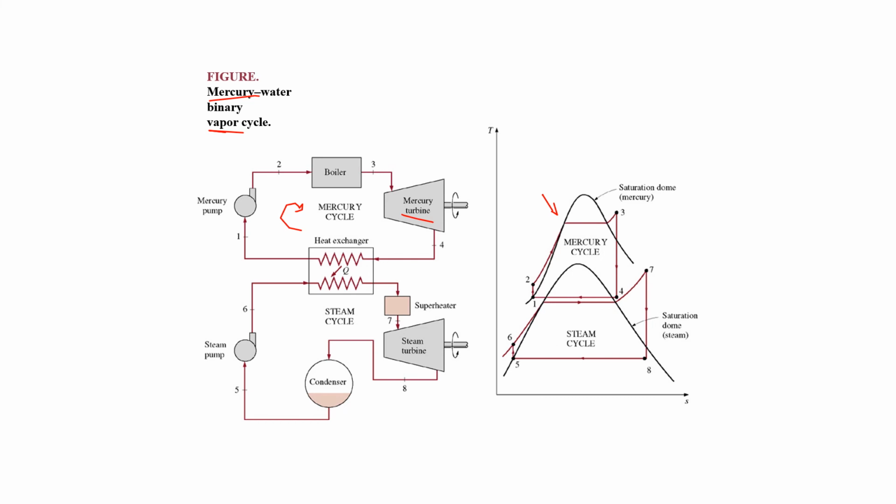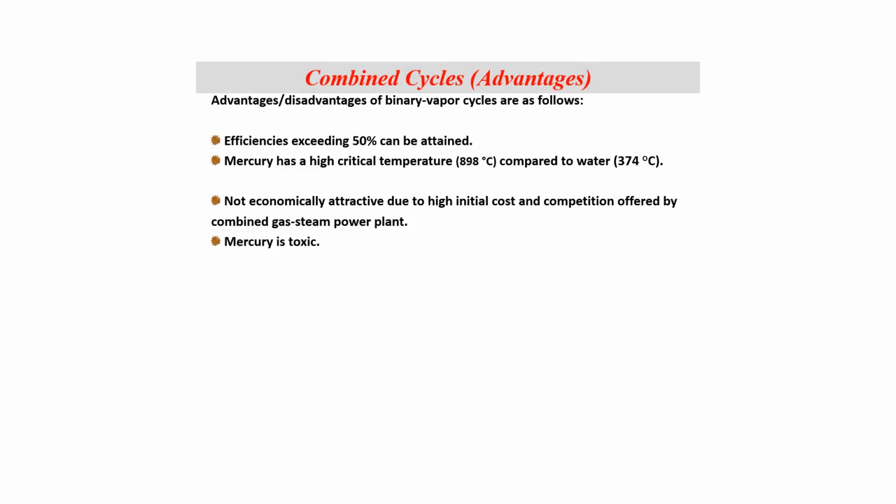And since we can get the mercury condensation to be at a very high temperature, we can use that heat to boil water till point 4, for example, and then add just a superheater to get this water to point 7, and then use this as a second cycle. It has advantages, as we can see, that A, we can have a very high efficiency, and B, we can use mercury at a very high critical temperature compared to water.